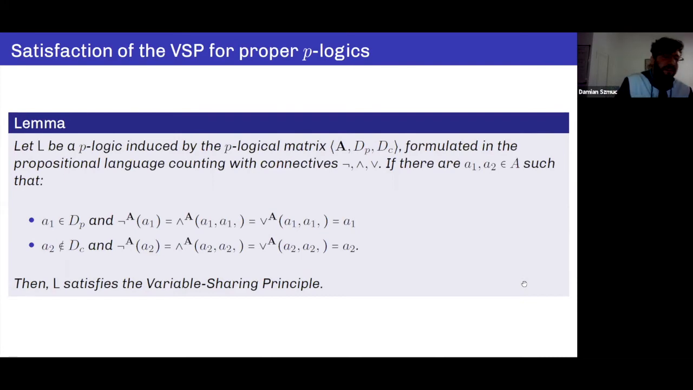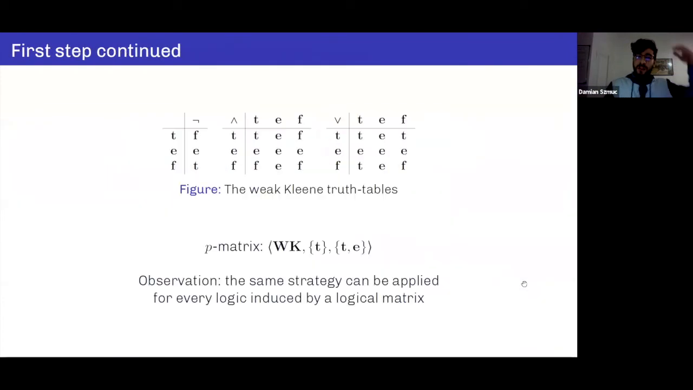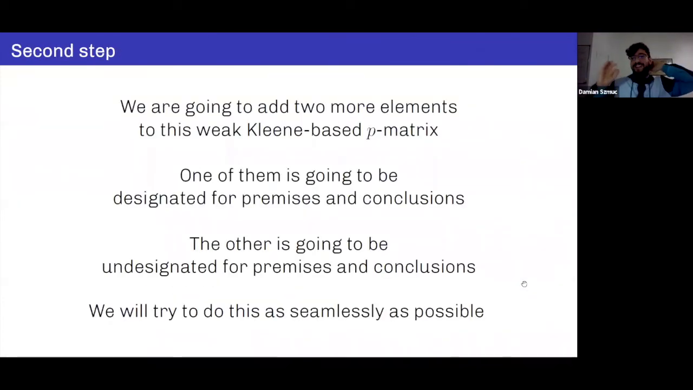So these details said that you need to have a truth value which is designated for premises and conclusions, and which is a fixed point for all operations. And also it said that you need to have a truth value which is undesignated for premises and undesignated for conclusions, which is also a fixed point for all operations. And that is sufficient for the satisfaction of the variable sharing principle. So we're going to try to do exactly that.